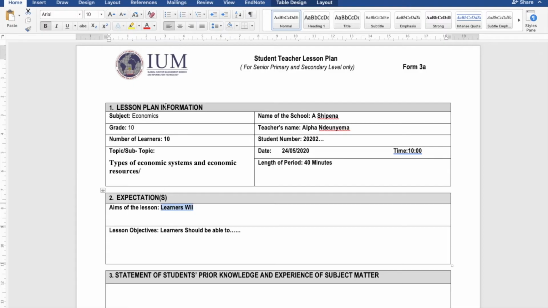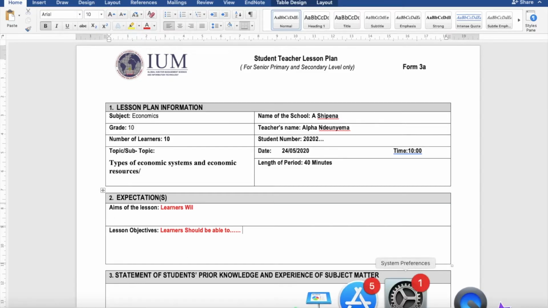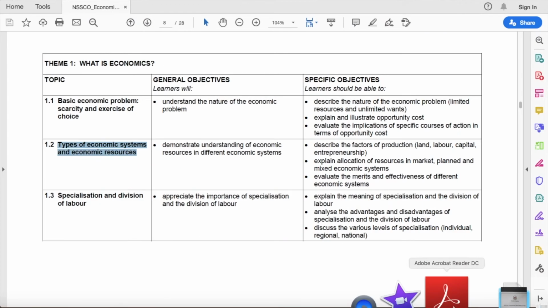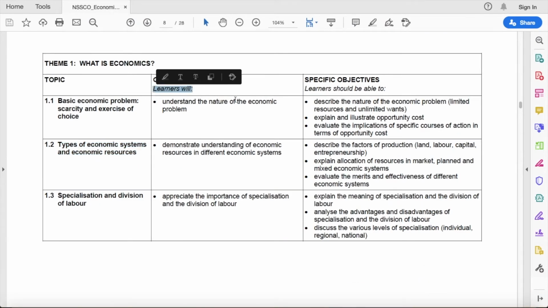Remember last time I told you about these keywords? These are very, very important, especially when you are preparing your lesson. All right. So, where do you get this? The aim of the lesson, learners will. Learners should be able to. You go back to your syllabus. You look for those keywords. So meaning that you find learners will and learners should be able to.